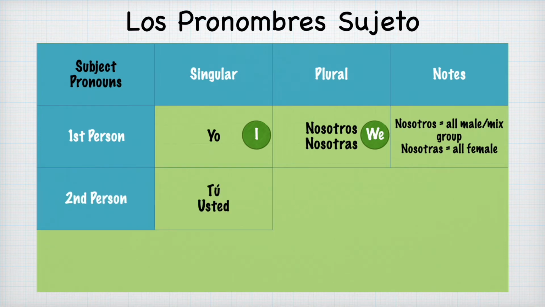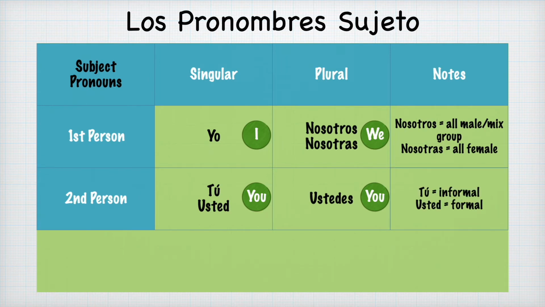In second person, we have tú, or usted, usted. Both of them mean you. We also have ustedes in plural, ustedes. So all three mean you. Ustedes is for plural. Tú is very informal for your friends or family.